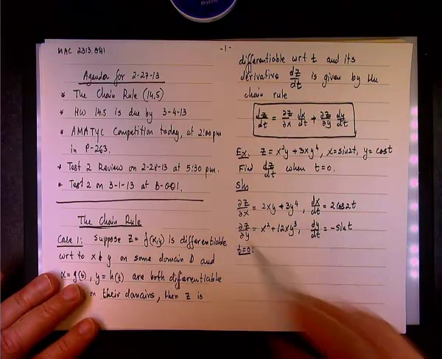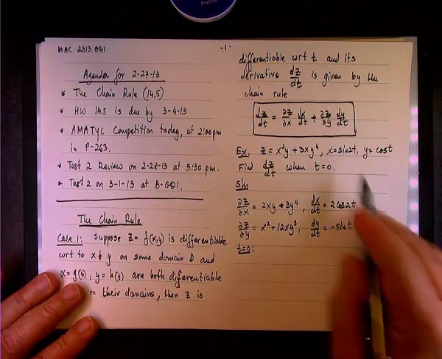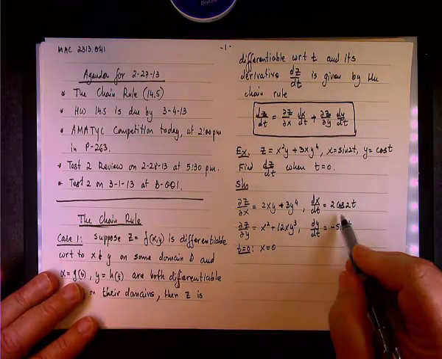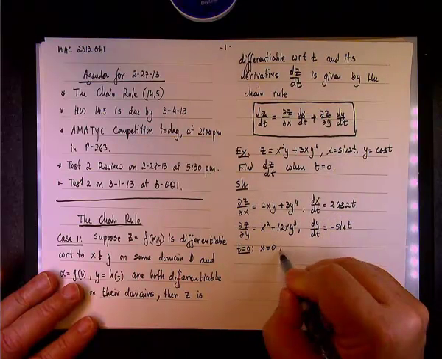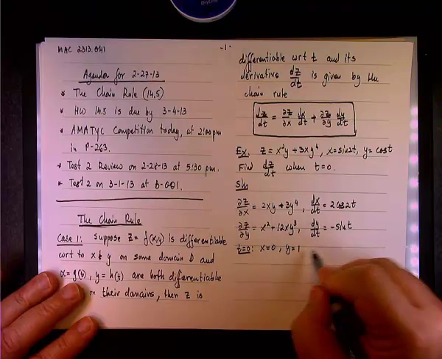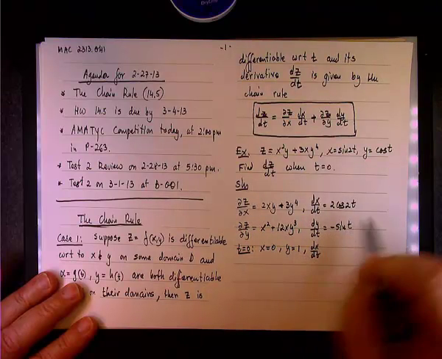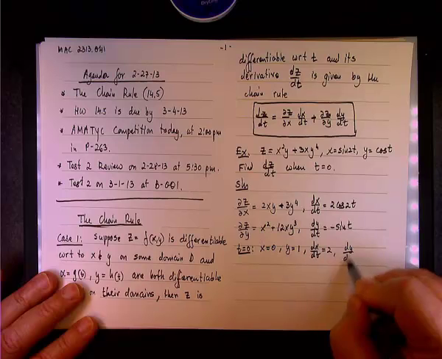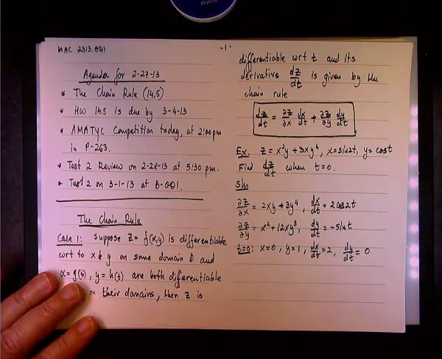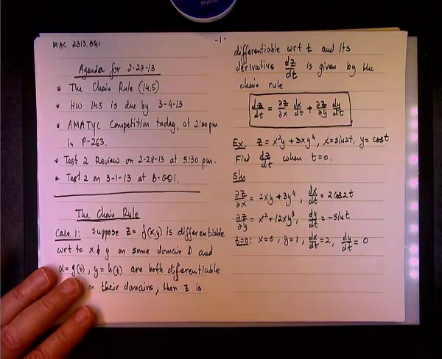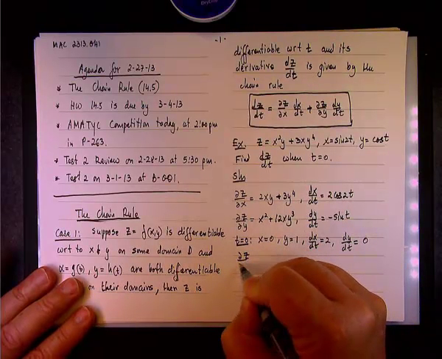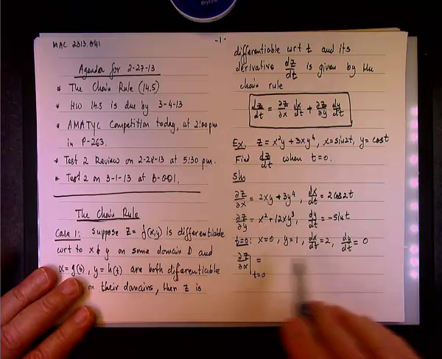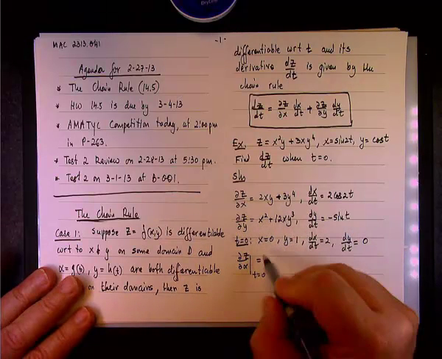Now, I need to evaluate stuff at t equals 0. So at t equals 0, I need to evaluate x and y, and therefore del z del x and del z del y. So what is x at t equals 0? Well, at t equals 0, x equals 0, and y equals 1, right? What about dx dt? Well, dx dt equals 2, and what about dy dt? It's 0.